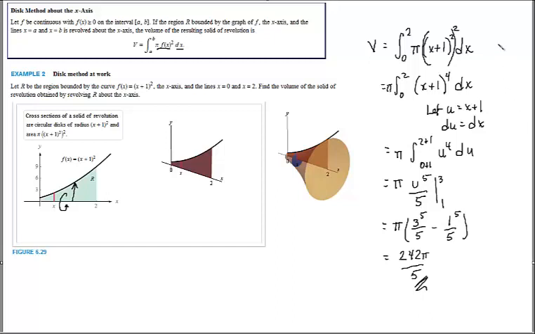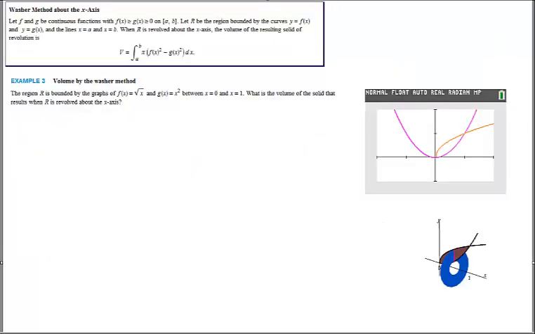And on to the next one. The washer method is an extension of the general and the disk method. In this particular case, I've got a function on top and a function on bottom, and I'm going to rotate this about the x-axis. I'm going to create a solid, in this case, that has a hole in it.